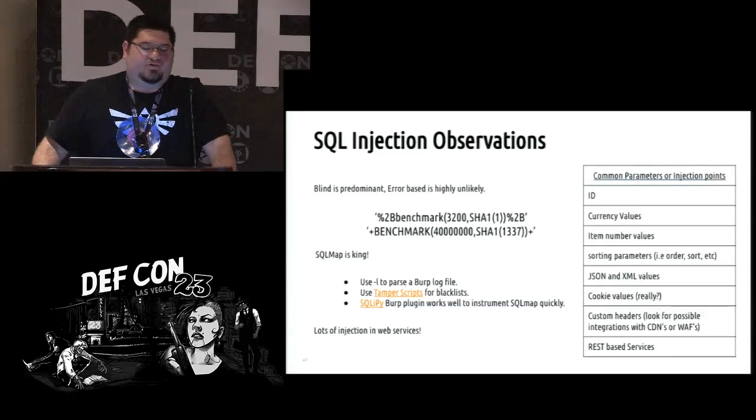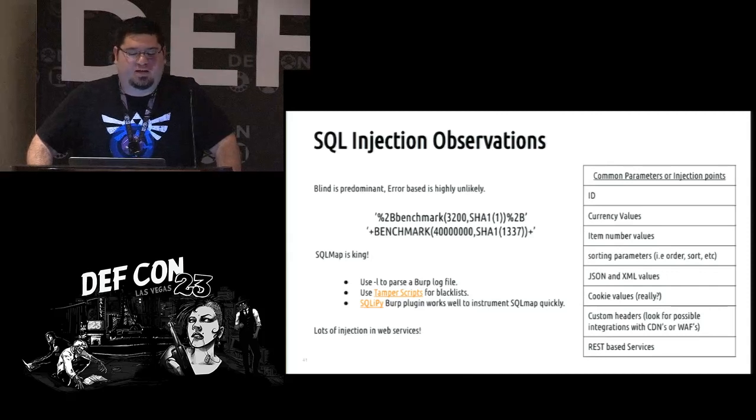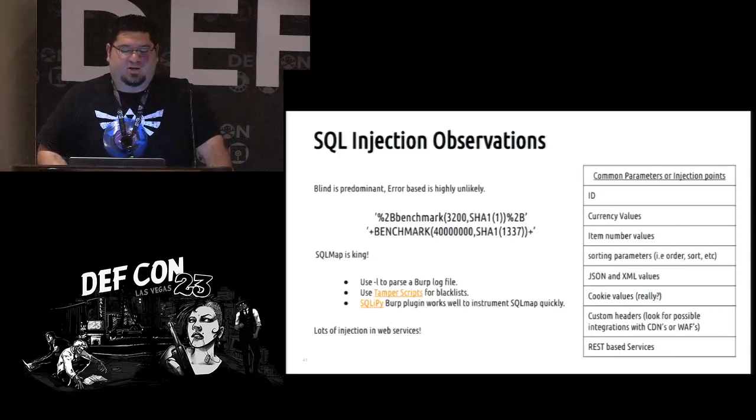So other observations: blind is the predominant SQL injection. You hardly ever get error-based SQL injection anymore. And so in those cases, you use benchmark strings and stuff to make the page take a long time to load, and that's how you identify. Whether you take it the whole exploit way is up to you, right? We have a lot of researchers I know who just want to identify and move on, right?